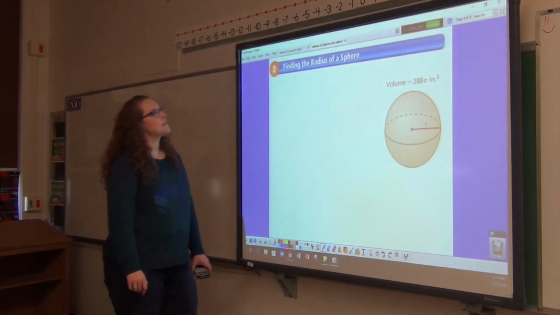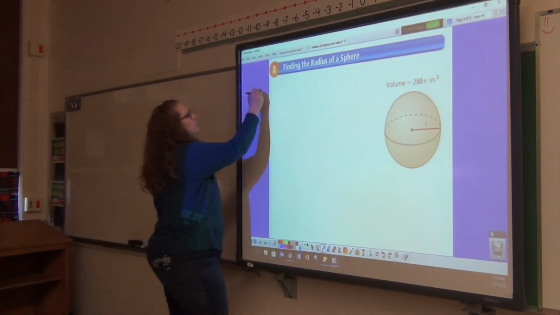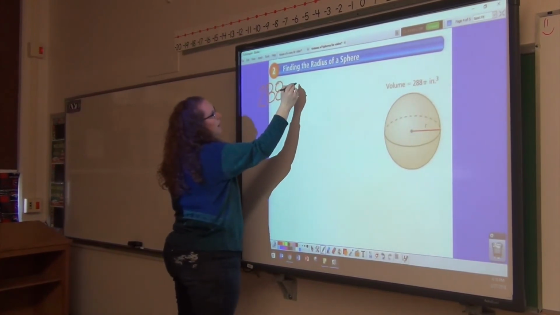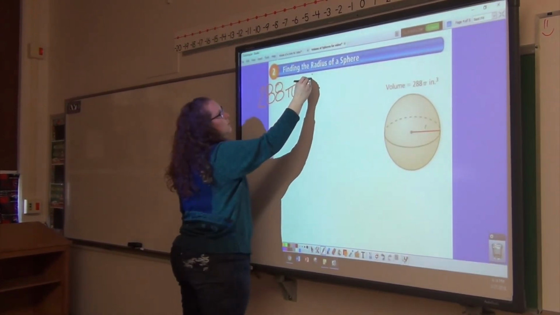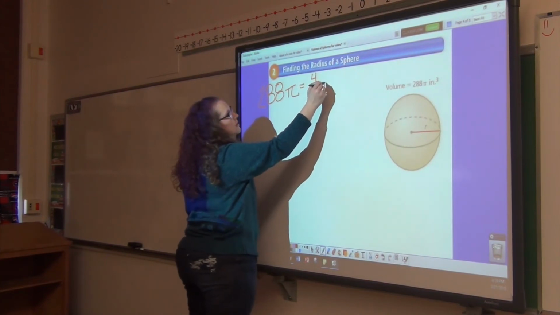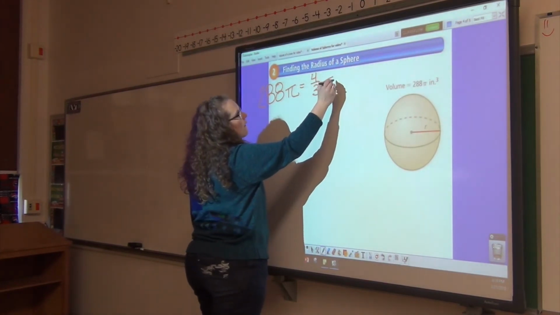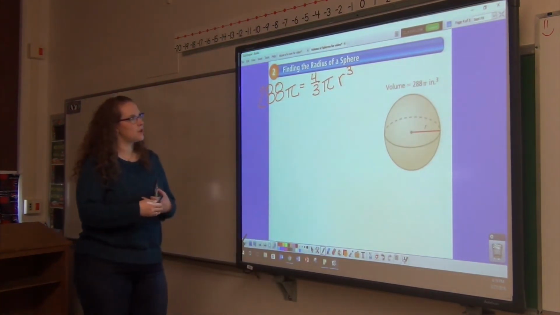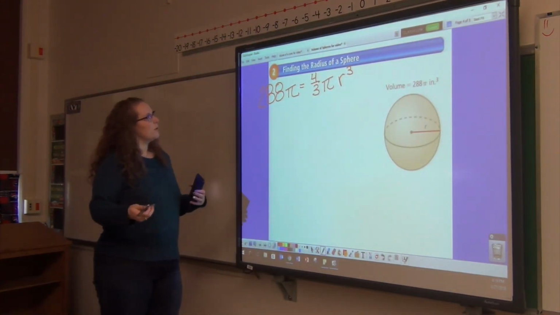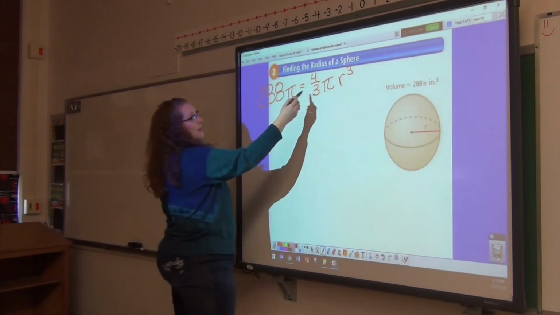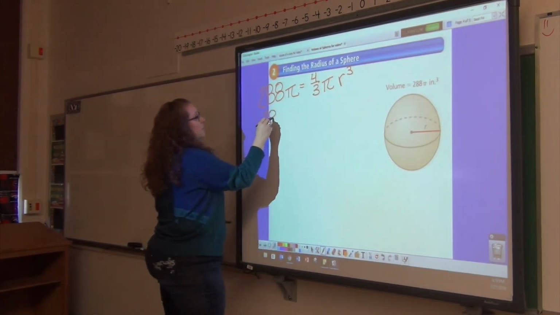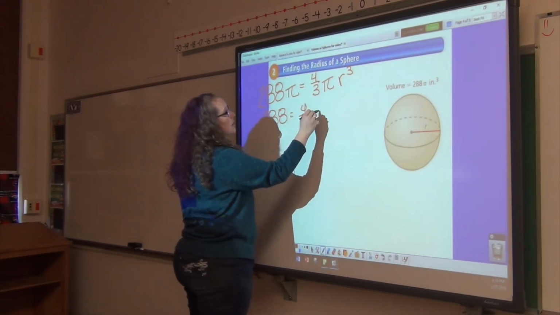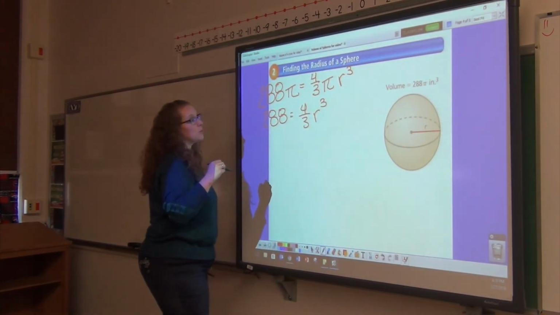All right, let's try this problem. It says that our volume equals 288 pi, and our volume is equal to 4/3 pi times our radius cubed. We are looking for our radius. It didn't give us our radius. So the first thing I'm going to do is divide by pi and get rid of pi on both sides here. So we have 288 equals 4/3 times our radius cubed.